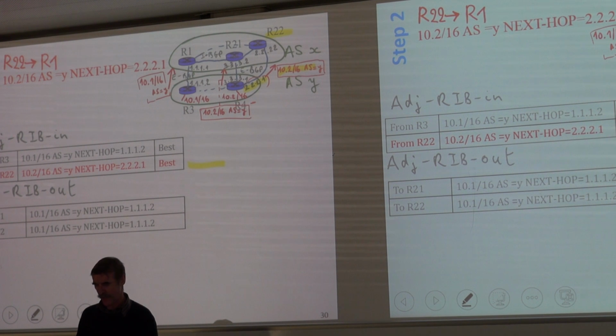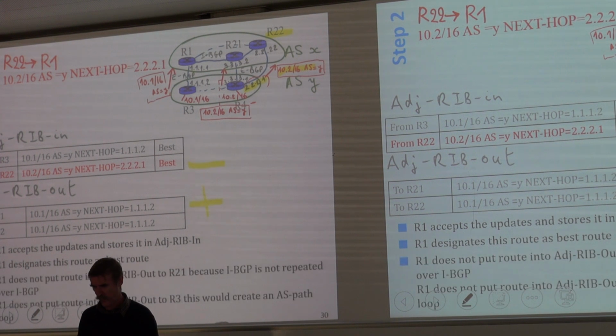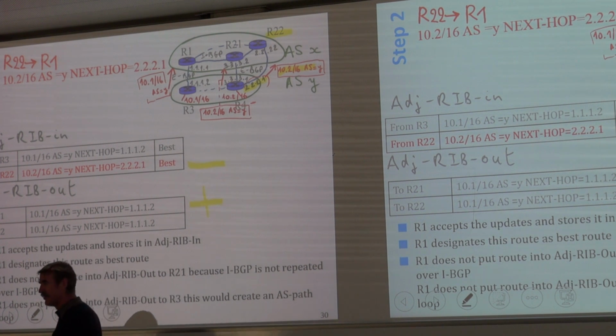So nothing happens other than now R1 will pass it along to no one else, because it could pass it to, sorry, it should pass it to R21. So they should add something here. No, it will not. Thank you. It will not pass it along. So this is correct. Because you don't repeat a route that you've learned internally.